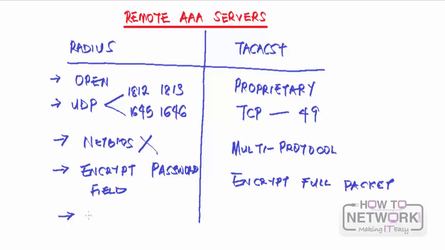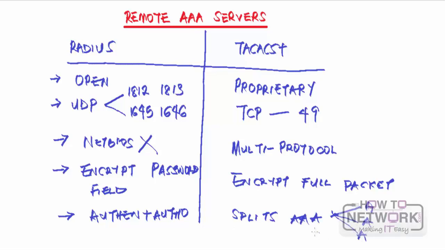Another very important difference is that Radius combines the authentication and authorization features into one, while TACACS splits everything. So you have authentication, you have authorization, and then you have accounting. These are the basic differences between Radius and TACACS. Both of them have their strengths and weaknesses. But when you're doing things like command authorization, because Radius combines authentication and authorization, TACACS is better for command authorization.